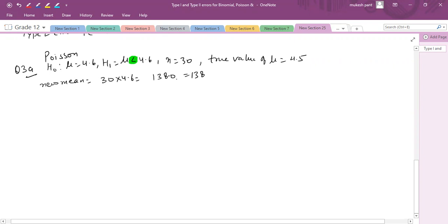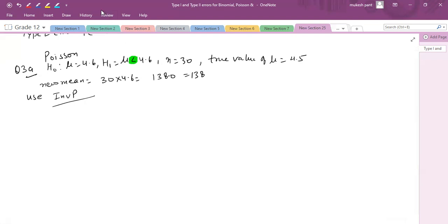Now, when you have to find the type 1 error, you will have to use inverse Poisson, right? Use INV Poisson in your GDC. First you go to menu, then stat, then distribution, then Poisson, then inverse Poisson will be there. I have already written this in question number 2a. Same steps, only you will select inverse Poisson. When you select inverse Poisson, what is important is the area, so I will write that over here.